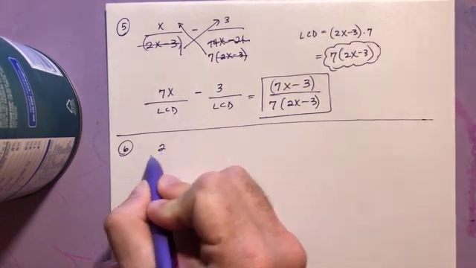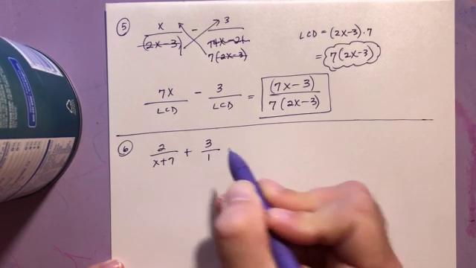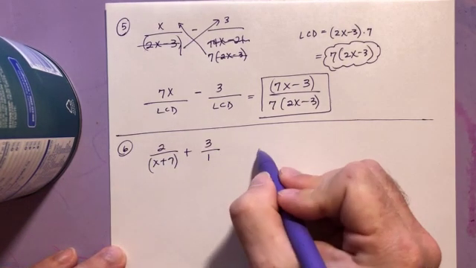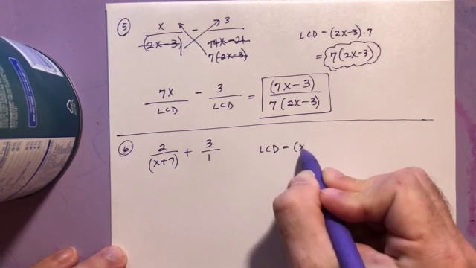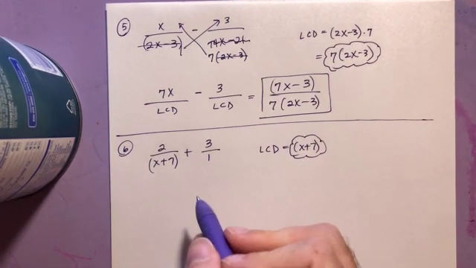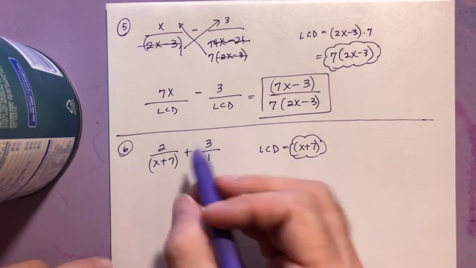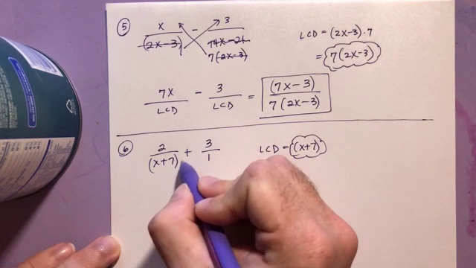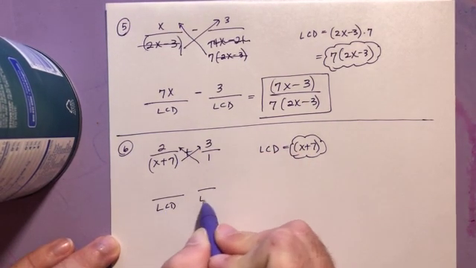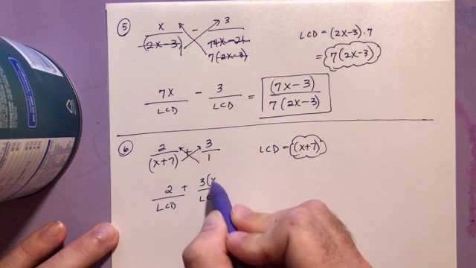All right, number 6, we have 2 over x plus 7 plus 3. I'm going to put it over 1 because, I don't know, it makes me feel better. Now with this one, your LCD, there's only one denominator, and that's x plus 7. It doesn't factor, so there it is. This one doesn't really do anything with the LCD. There's already one there. All right, so nothing to cancel out, so let's cross multiply. LCD, LCD. And I'm going to get 1 times 2 plus 3 times that parentheses.